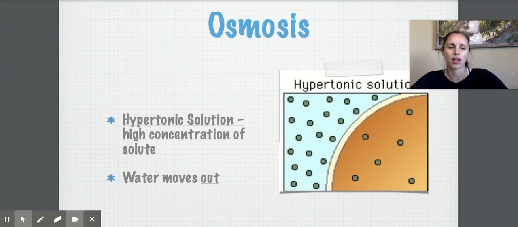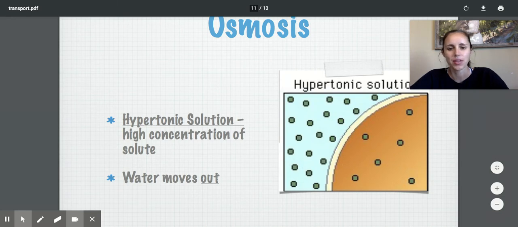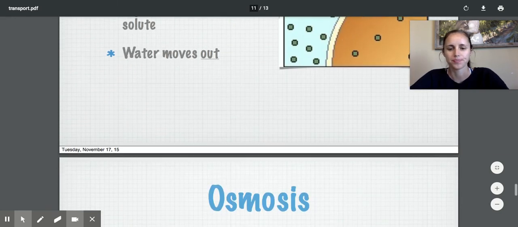The other type of solution that you can have is a hypertonic solution. What a hypertonic solution is, you have an incredible amount of solute on the outside and barely any solute in the cell. So this is maybe a very, very salty solution outside of the cell. What's going to happen is water is going to want to flow out of the cell to dilute this salt. So I always remember it that hypertonic, water is exiting the cell. So in this case, water is moving out.